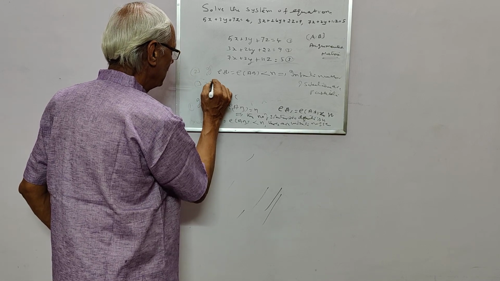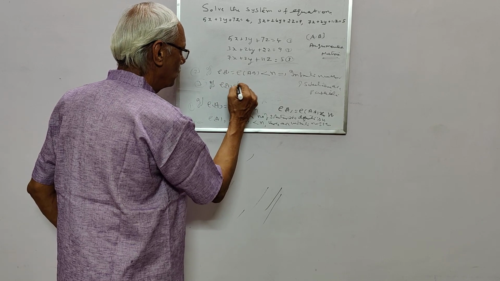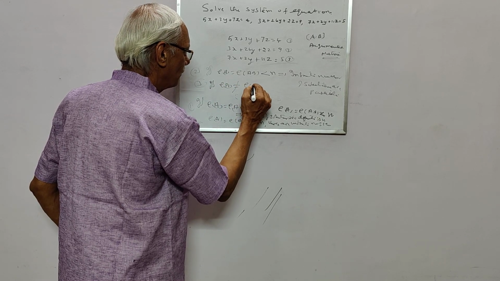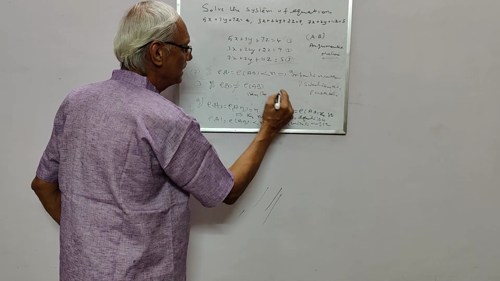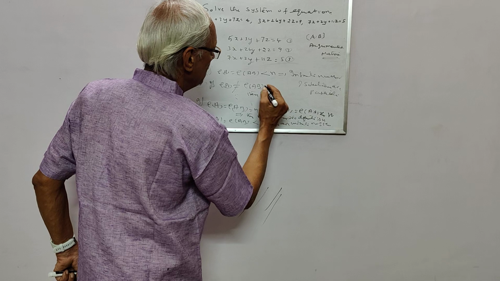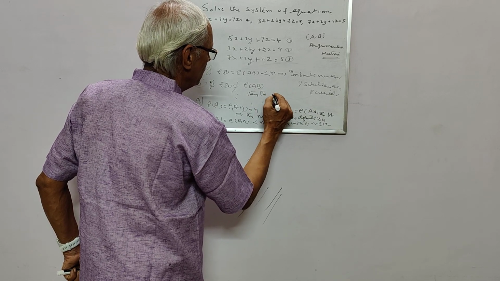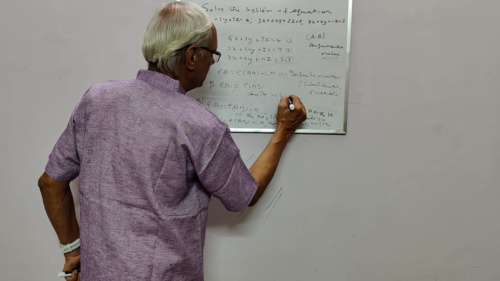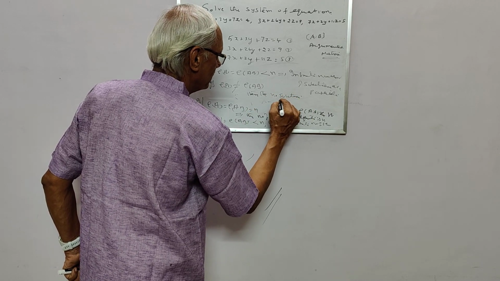The third one is, if the rank of A is not equal to the rank of [A|B], then this is inconsistent. So here there is no solution. That means what? Inconsistent.